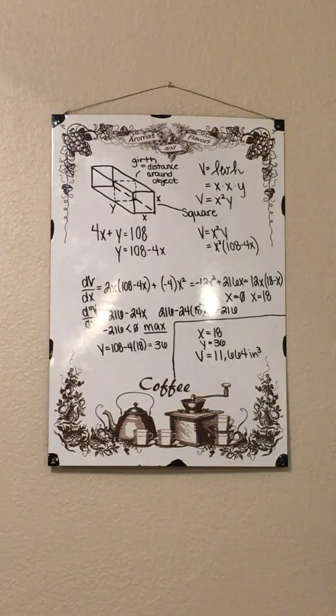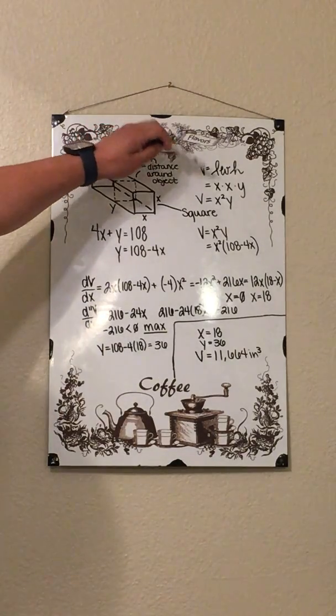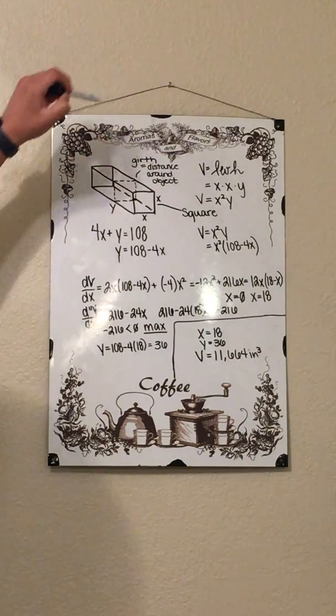In order to avoid conflicts with the uploading of the video, I've already drawn the diagram and solved the problem, but I'll be explaining each of the steps. Since this involves volume, the first equation we're going to be using is a volume equation, which is the length times the width times the height.